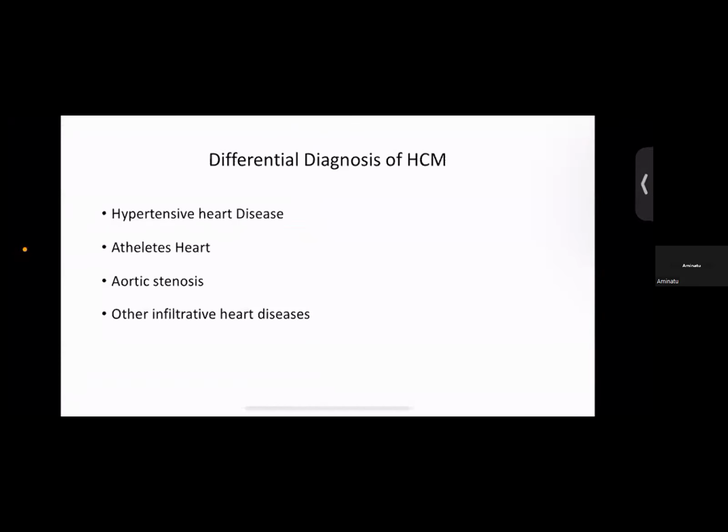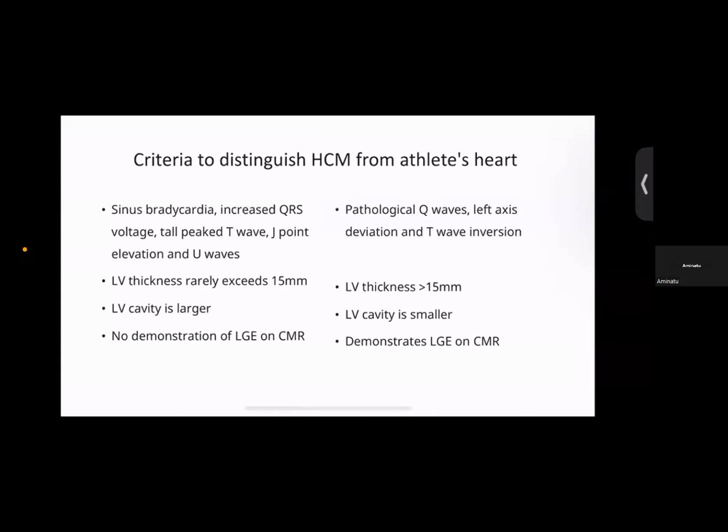Differential diagnosis of HCM: hypertensive heart disease, one of the most common differentials. Then athlete's heart, aortic stenosis, which can be valvular or subvalvular. Then other infiltrative heart diseases, sarcoidosis, amyloidosis, depending on where the infiltration is, can also present similar to hypertrophic cardiomyopathy. A frequent question may be to distinguish between HCM and athlete's heart, which is a close differential.